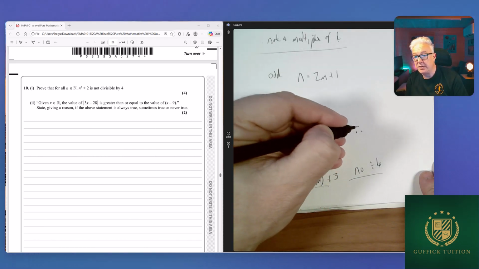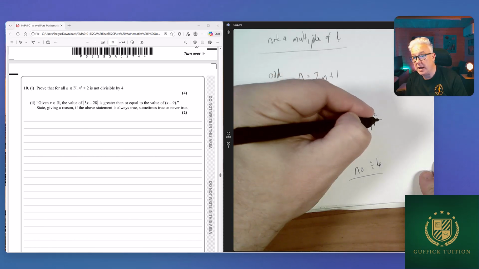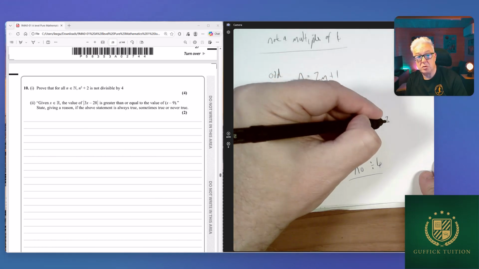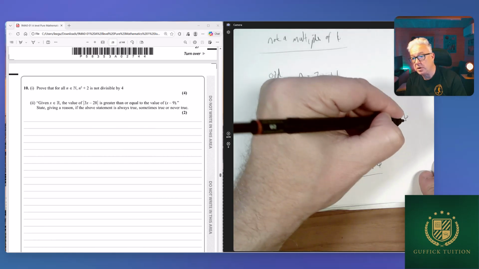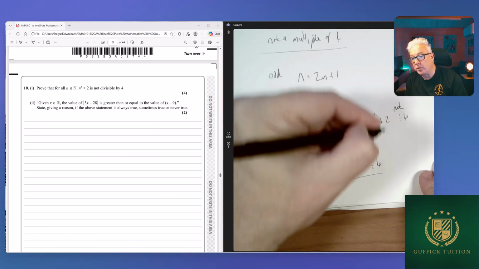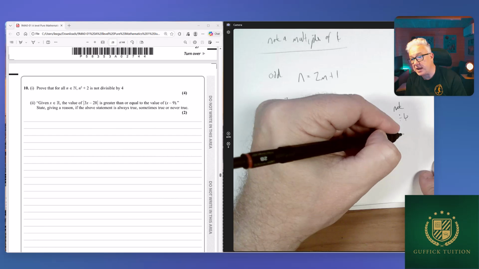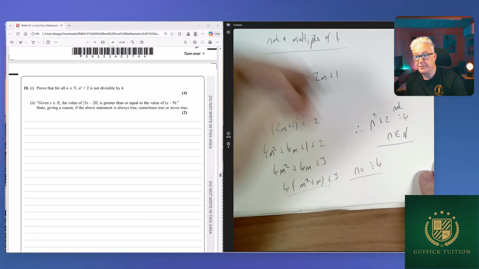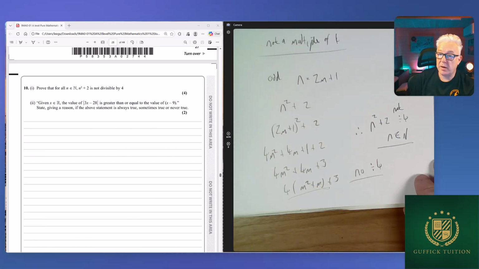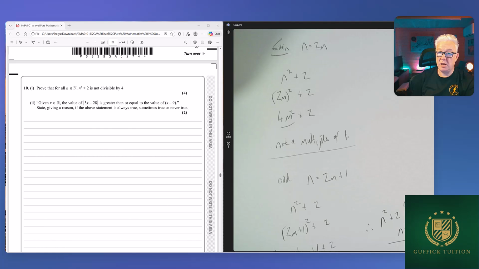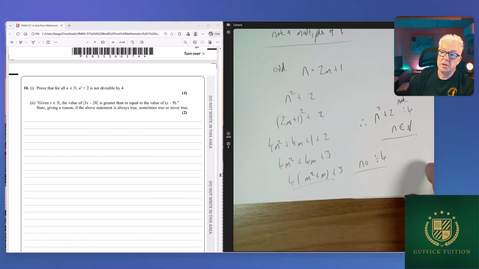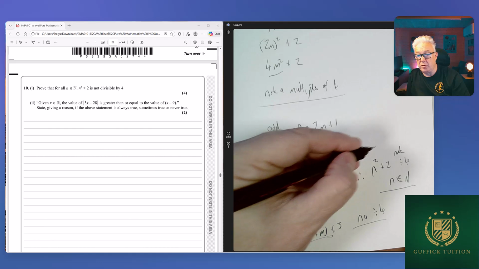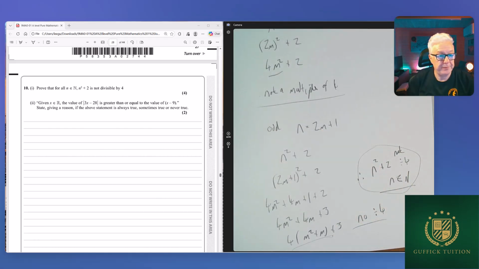So we can say, therefore, n squared plus 2 is not divisible by 4 for n a member of the set of all natural numbers. So that's how we'll do that one. Just prove that it can't be divided by 4 when it's even, can't be divided by 4 when it's odd, so therefore it can't be divided by 4 for all natural numbers.